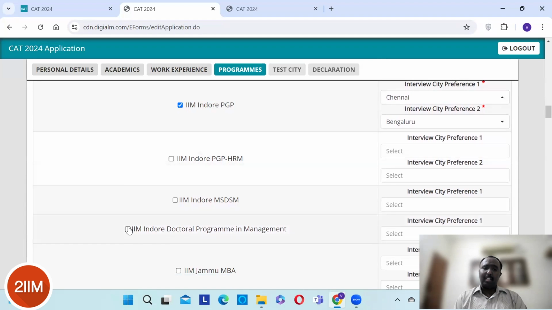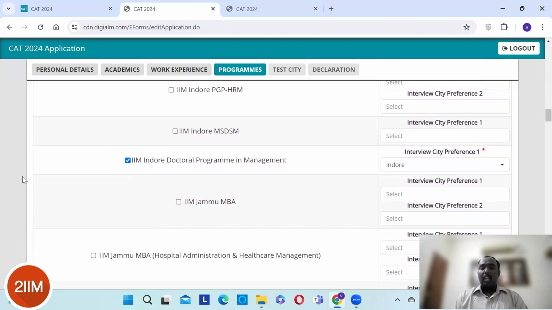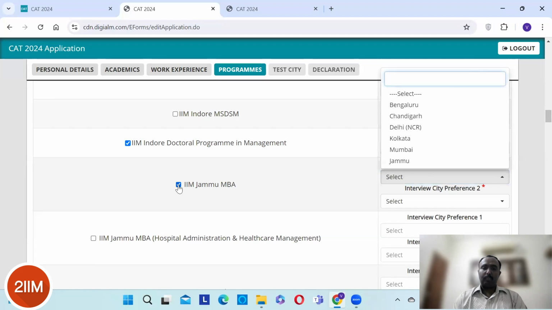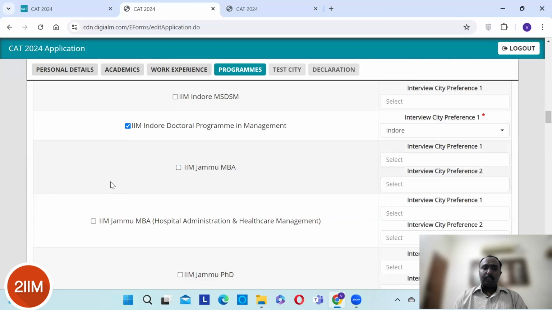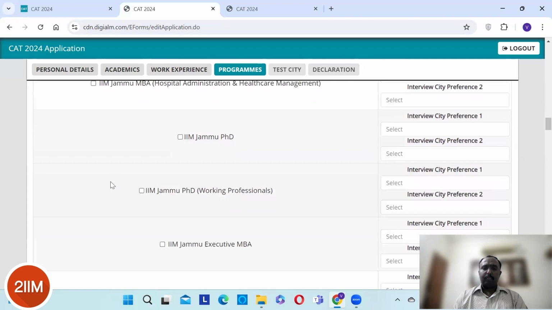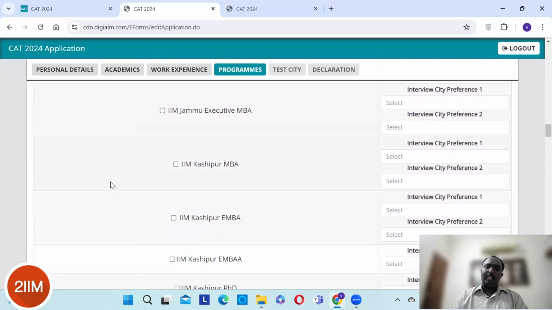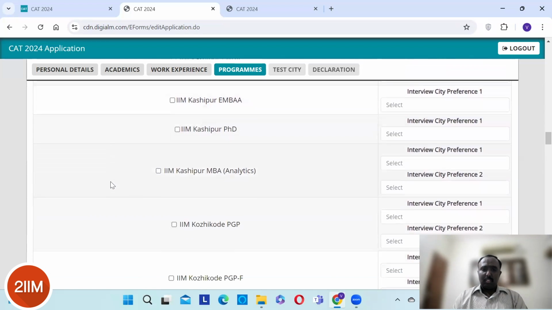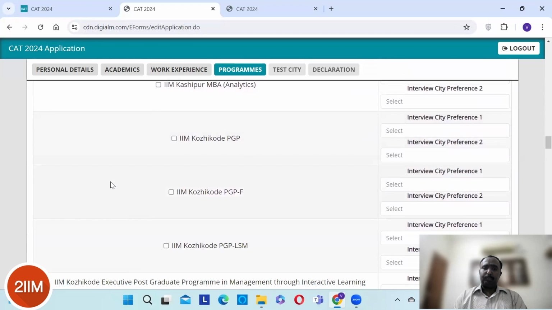This is doctorate in management. This is your PhD. There are a lot of people I have seen, they will just like that, for the sake of it, they will mark everything. So please don't do that, because that will not be looking good also. Executive MBA is there, Kashipur is there. So again, please be very, very choosy when you are applying for these things.